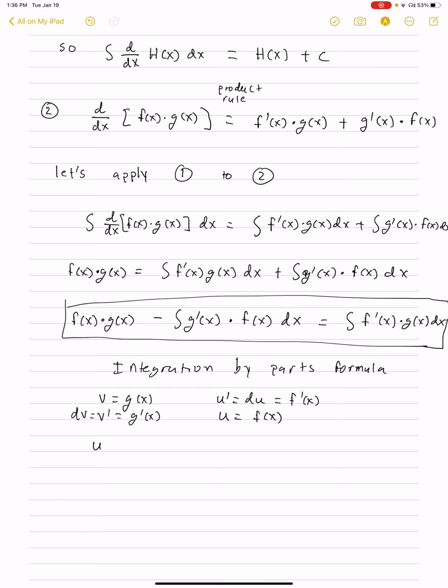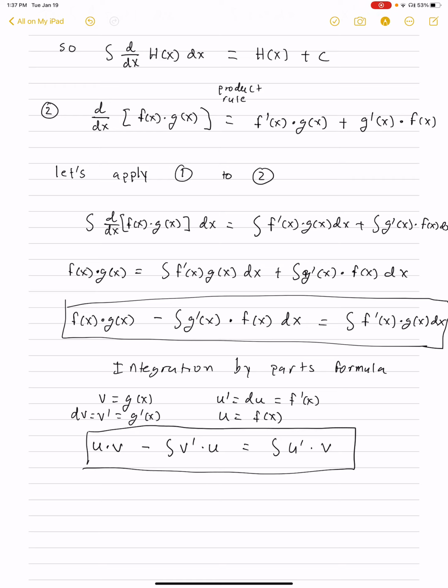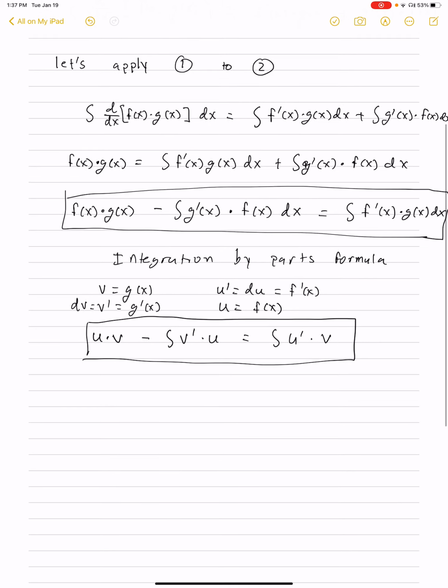Well, this says f of x times g of x, that's u times v, minus this integral of v prime times u is equal to this integral of u prime times v. Okay, so this is another formula for integration by parts. The question is always, what should u be and what should v be?